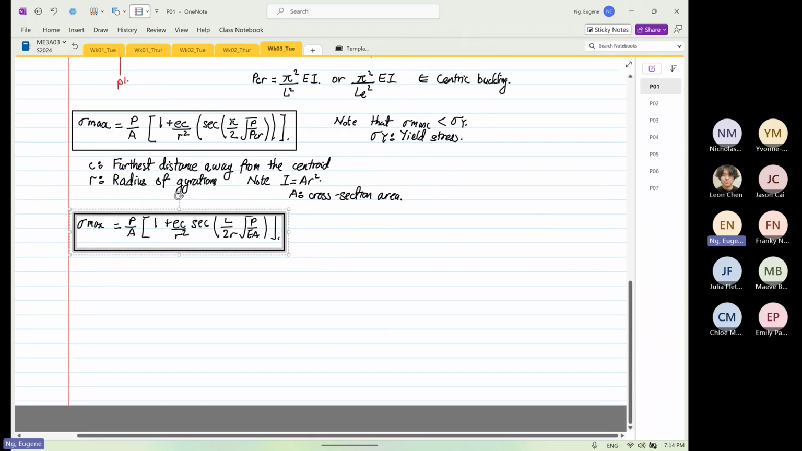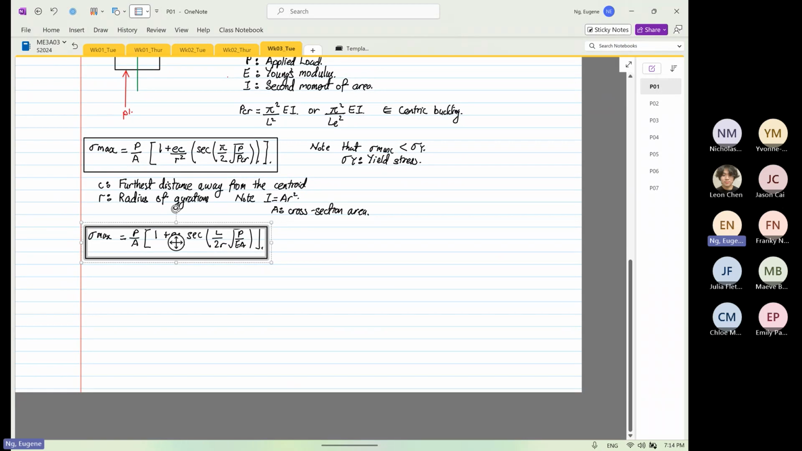That's where we are going next in our lecture: how are we going to apply them? Applying them is not difficult. You have to know which second moment of area to take. I'm going to show you a few examples. We're going to do 3 examples.